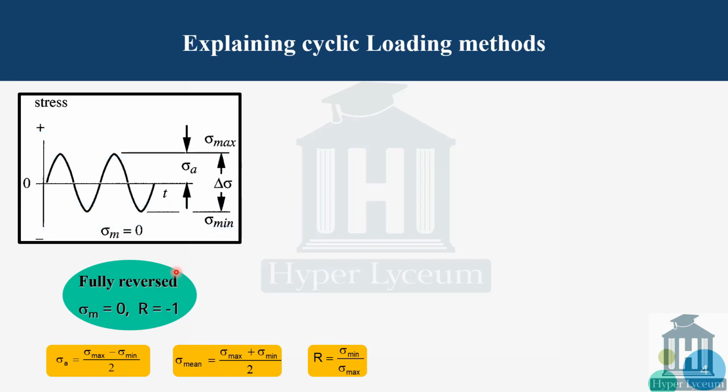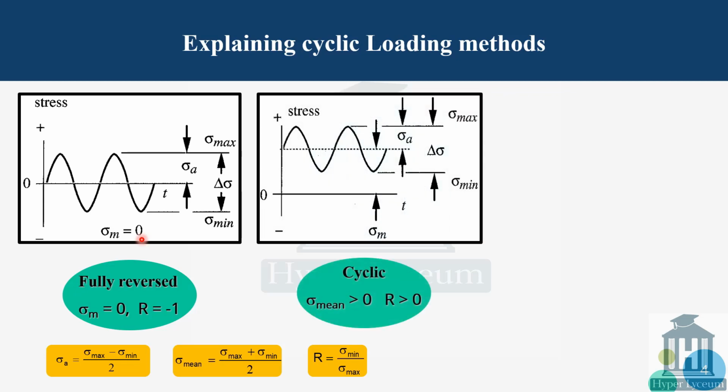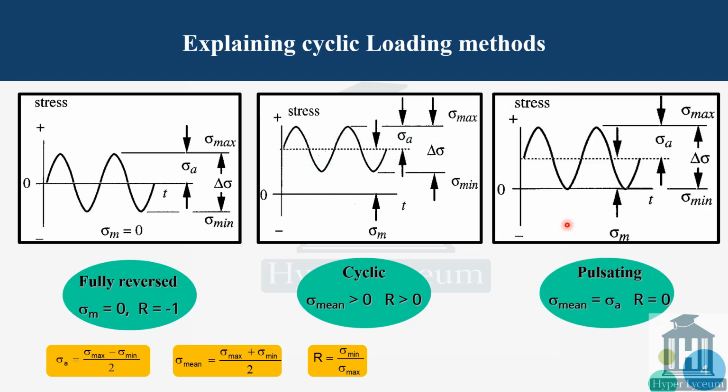The second type of loading we are going to discuss is the cyclic loading. In this loading type, oscillations occur around the mean stress axis. As you can observe, stress is always tensile and never equals zero. The third loading type is called pulsating loading, in which mean stress equals amplitude stress and stress ratio equals zero. We have used this type in our simulation.